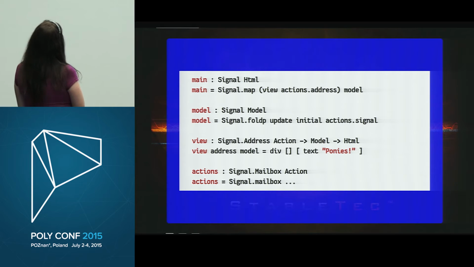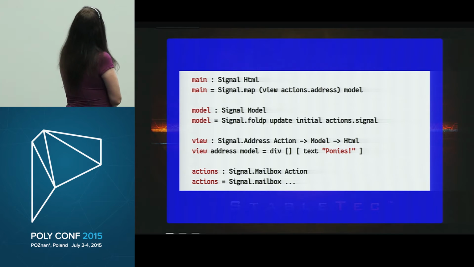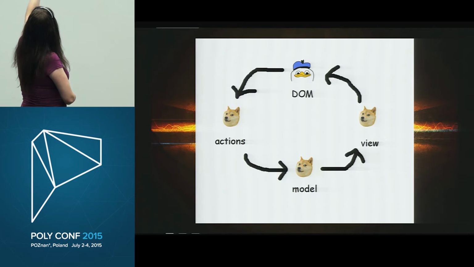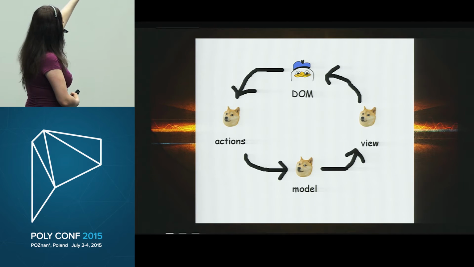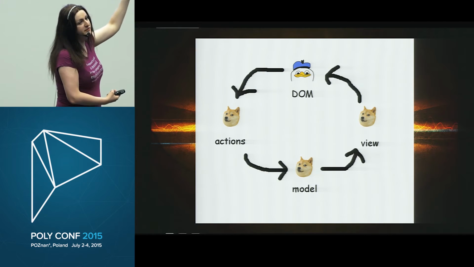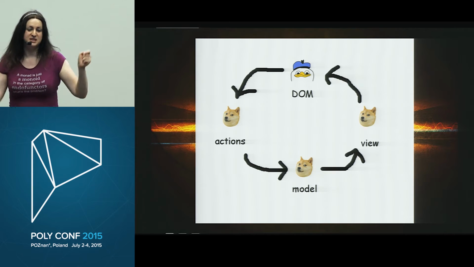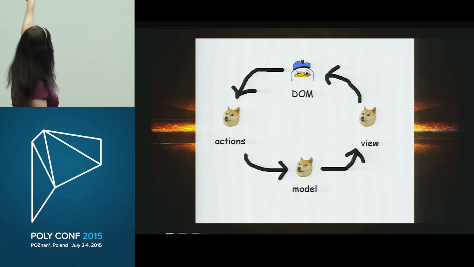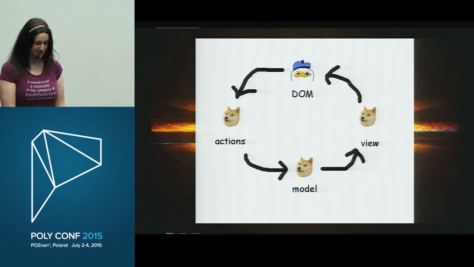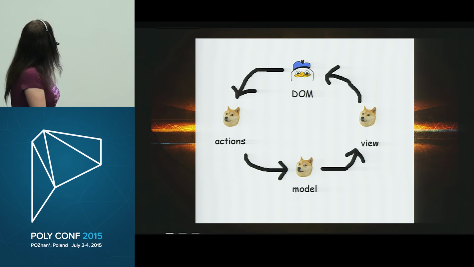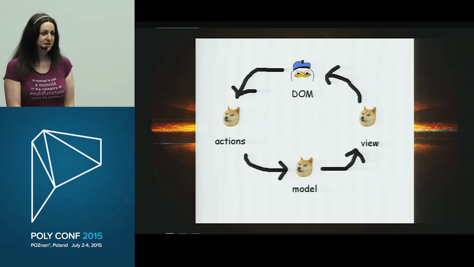I drew your diagram. To sum this up, you've got actions which affect the model, and when the model changes, the view updates, and this gets fed into the DOM where the messy stuff happens, and the DOM can produce actions, and round and round you go. This is the event loop. This is specifically how it's done in Elm.